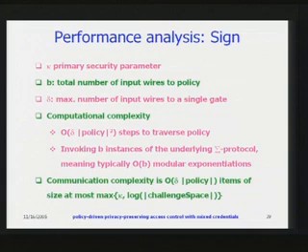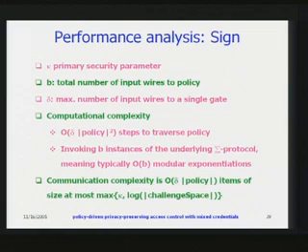Of course, if we can get it reduced, that's better. So that is actually one very interesting future work. And the communication complexity is just kind of quadratic. So it's still not that bad.